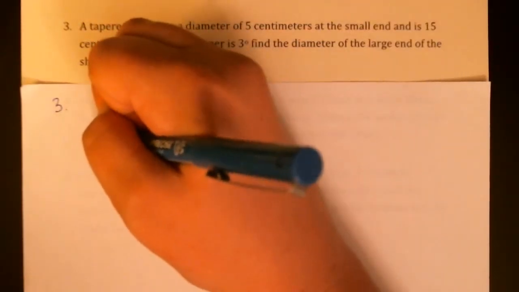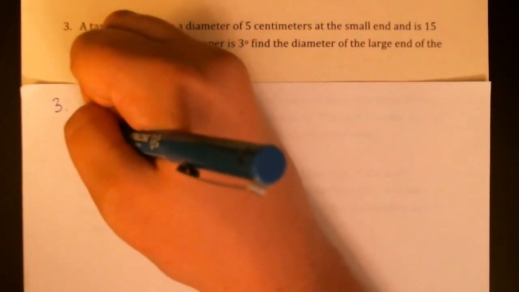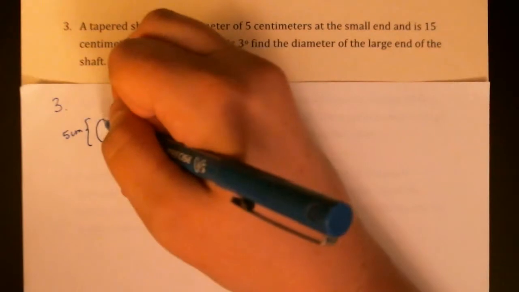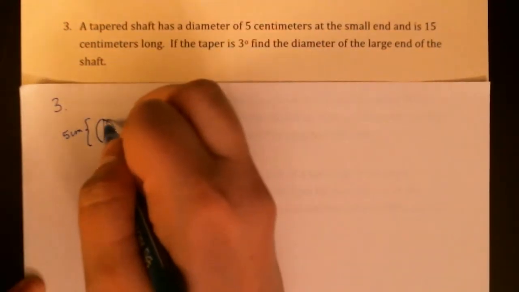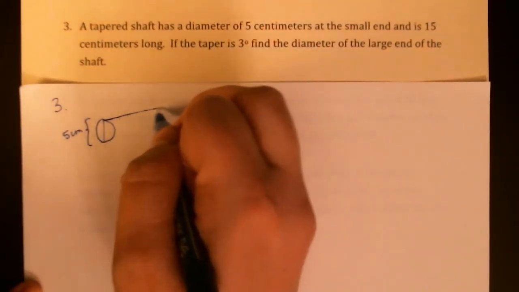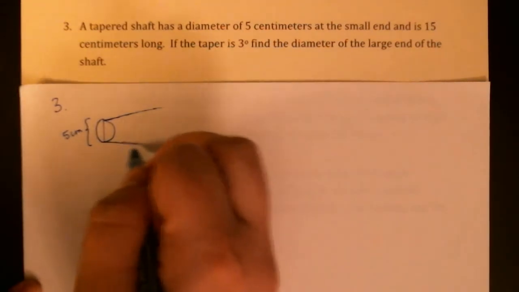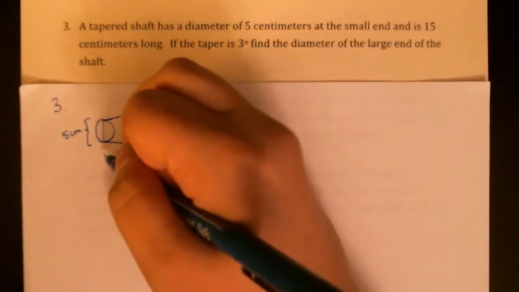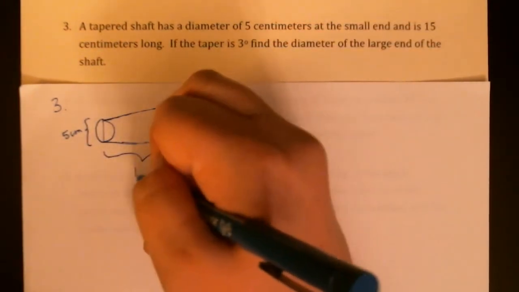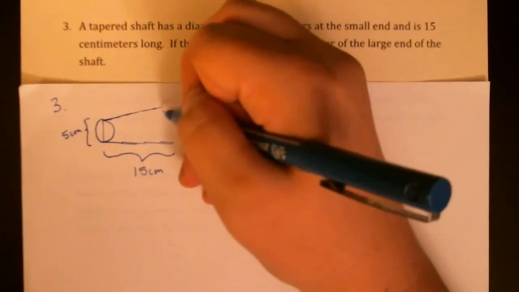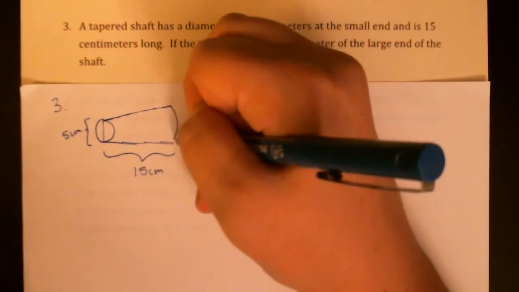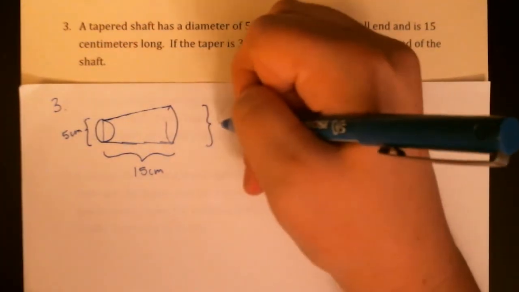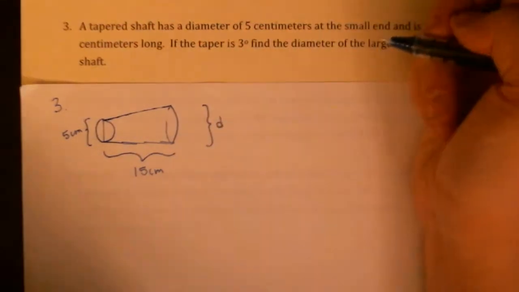Okay, so let's see. If we start with a 5 centimeter diameter at the small end, and then this thing is gradually tapering out and getting just a little bit wider. 3 degrees is not very much. In fact, this already looks exaggerated. This whole thing is supposed to be 15 centimeters long, and we would like to figure out the diameter of the long end.